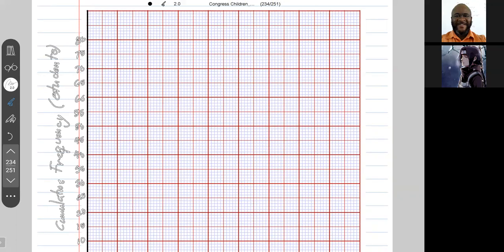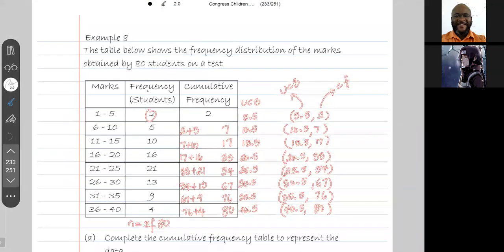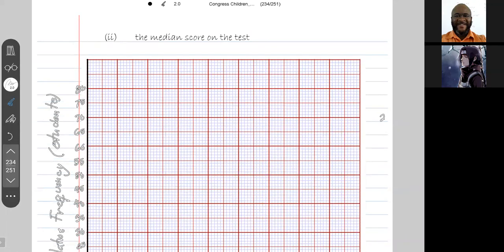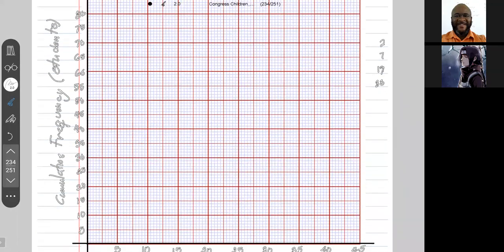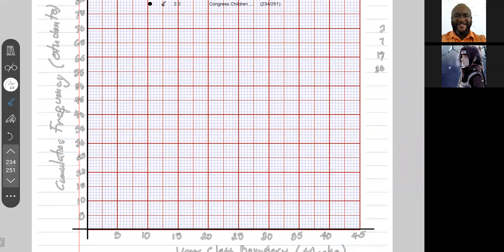The first point is what? 5.5, 2? All right, just quick reminders: 2, 7, 17, 33. So 5.5, 2. 5.5 comes immediately after 5. When the scale is 2 centimeters to 5 units, every 2 millimeter division represents 0.5 of a unit. So 5.5 comes immediately after 5, and then 1, 2. That's 5.5, 2.